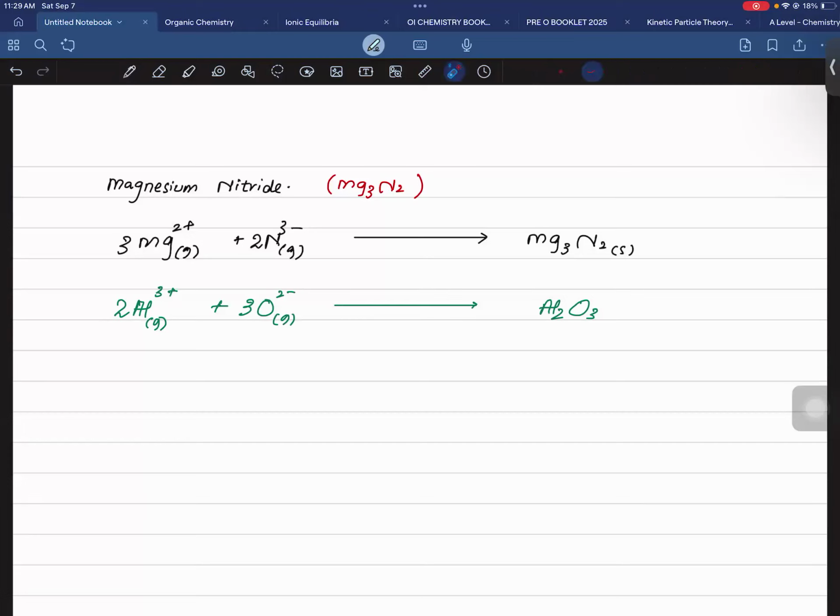Why is this the lattice energy equation? Because 1 mole of an ionic solid is formed. Remember, only 1 mole, not 2, not 3, not 4. So 1 mole of ionic solid is formed from the gaseous ions under standard condition. The energy that would be released as a result of this would be called lattice energy. Okay, right?